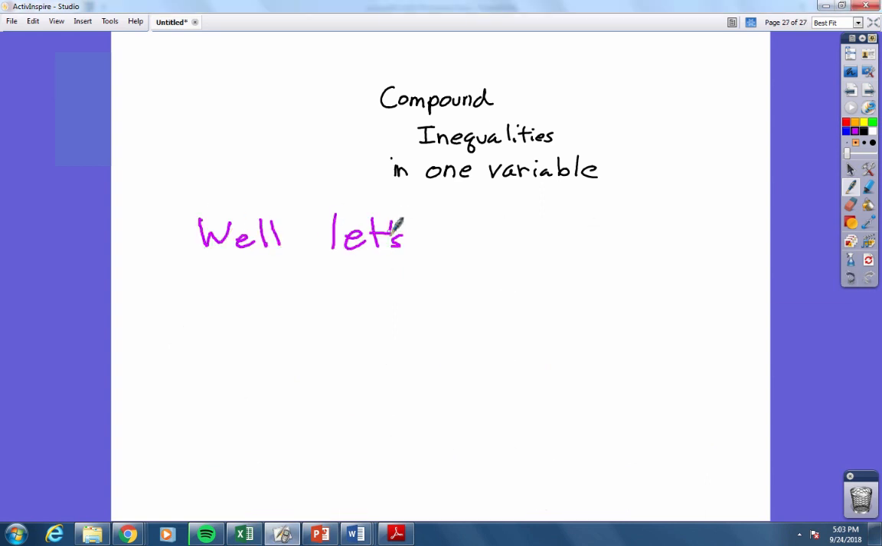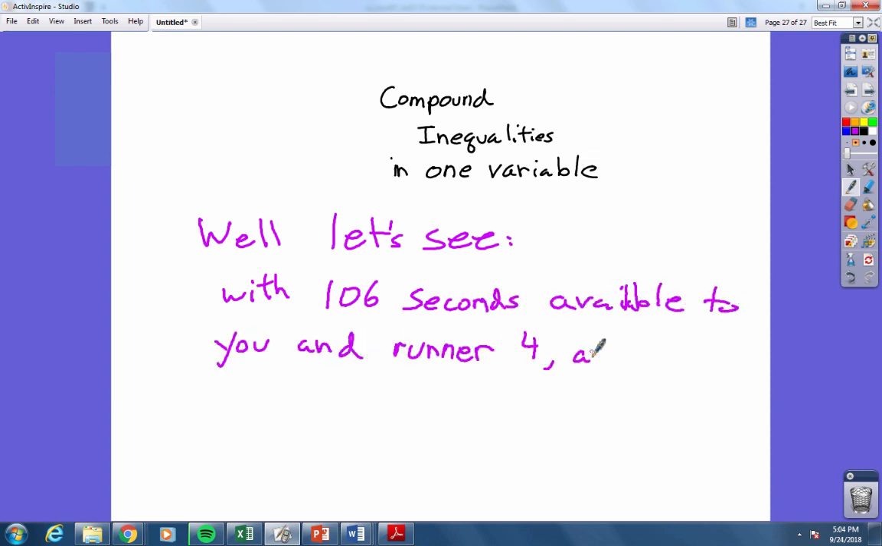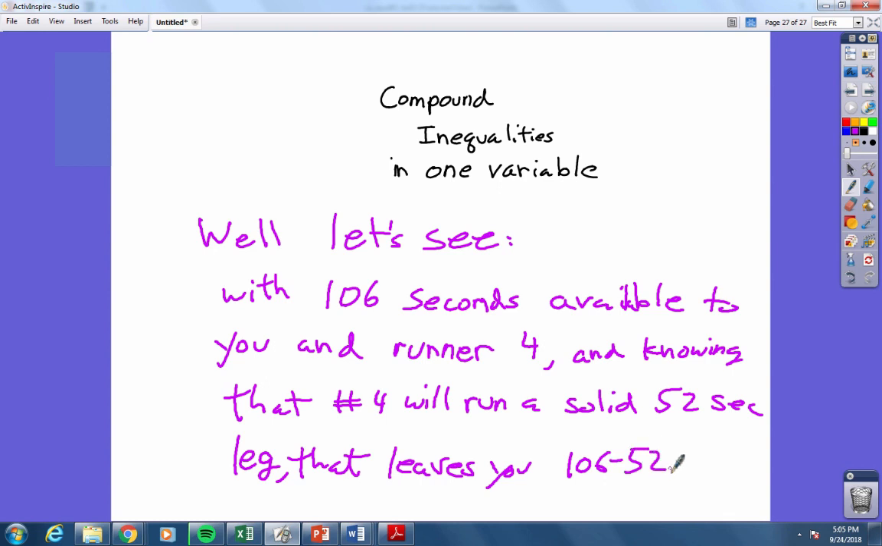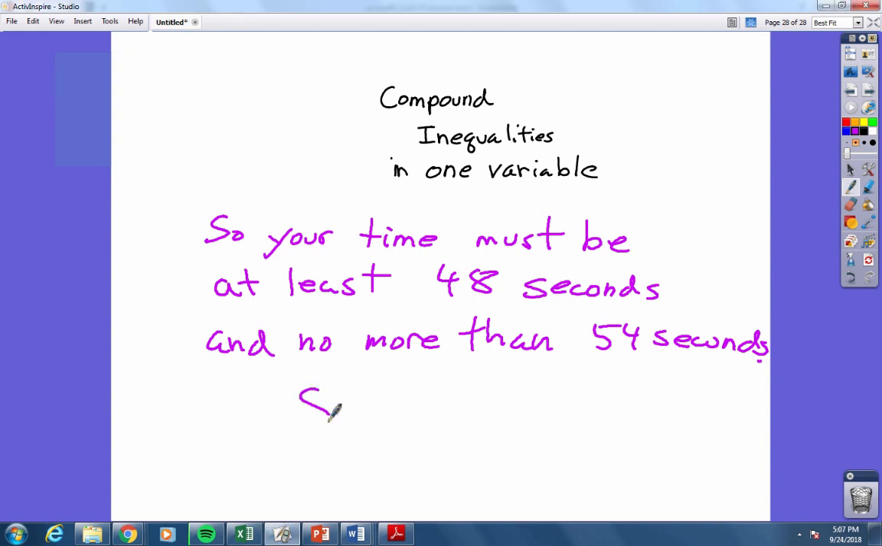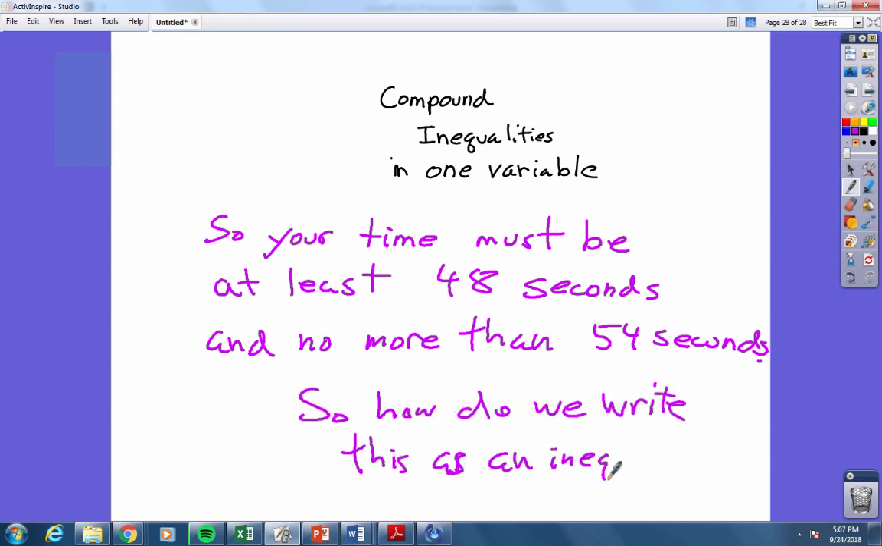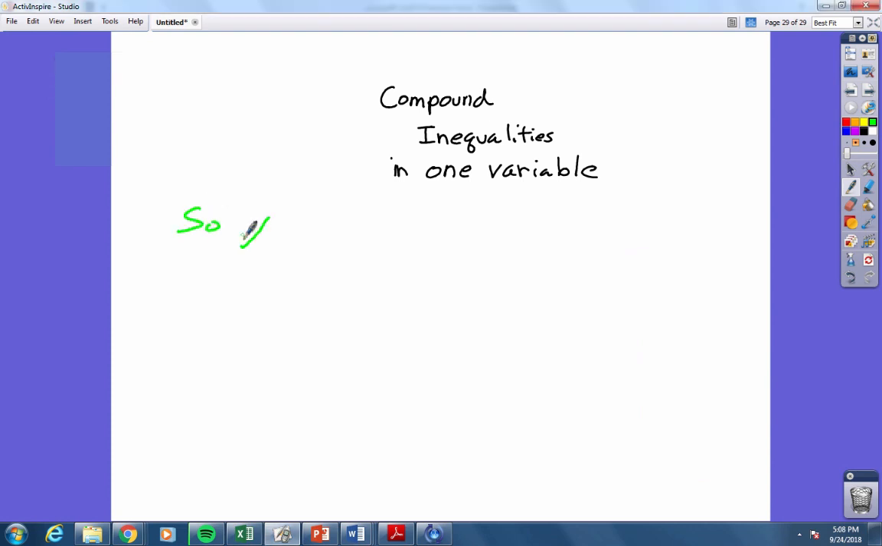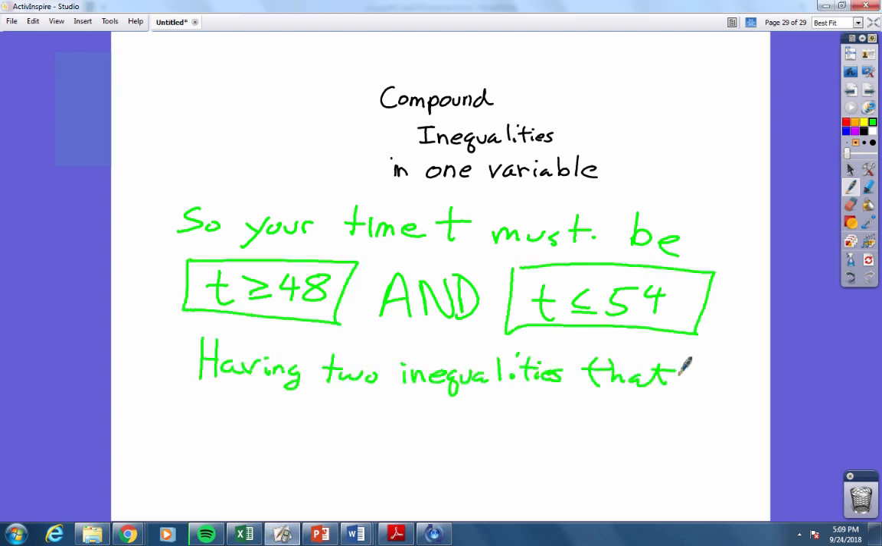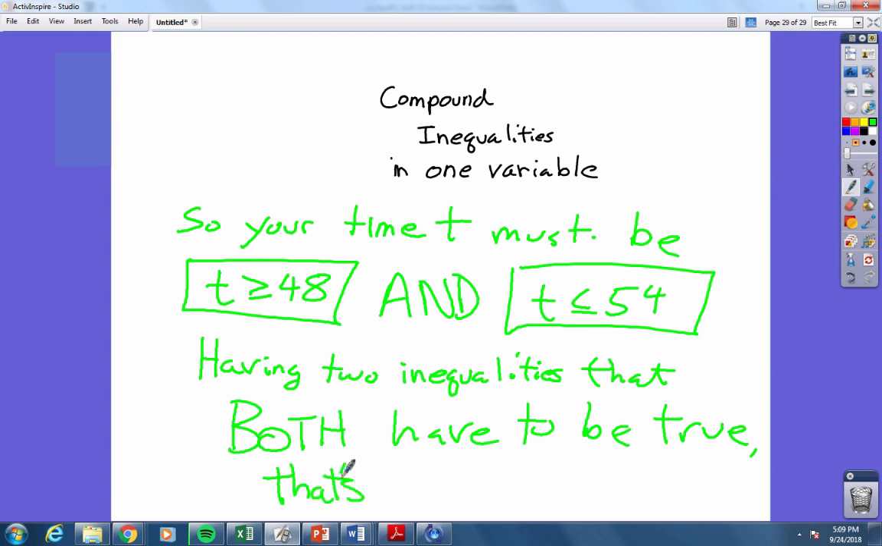Let's see how that would look. With 106 seconds available to you and runner 4, and knowing that number 4 will run a solid 52 seconds, that leaves you 54 seconds to run your leg. So your time must be at least 48 seconds and no more than 54 seconds. So how do we write this as an inequality? Well, your time t must be greater than or equal to 48, and it must be less than or equal to 54. Having two inequalities that both have to be true, that's a type of compound inequality.